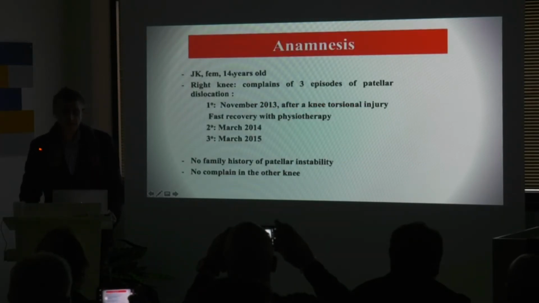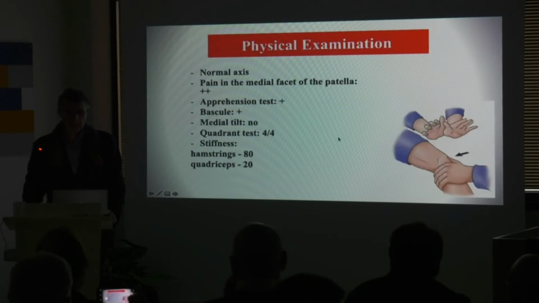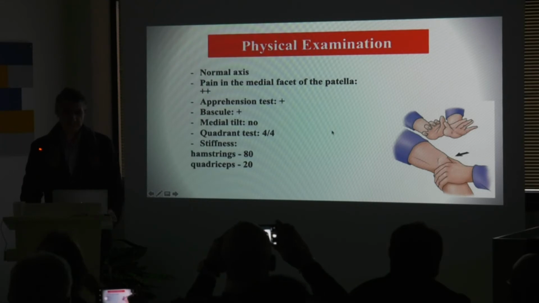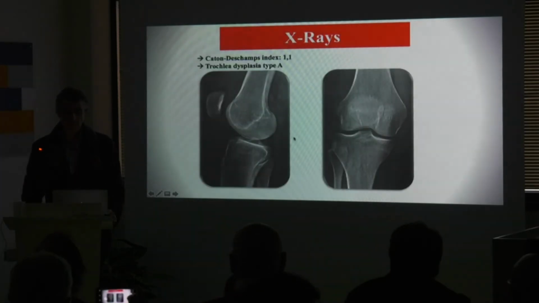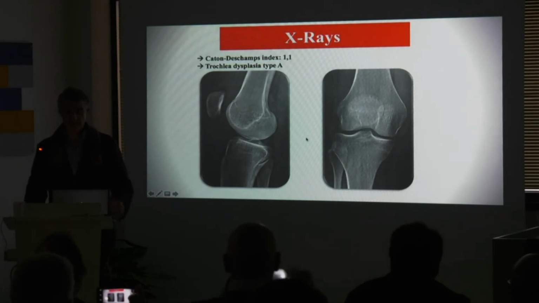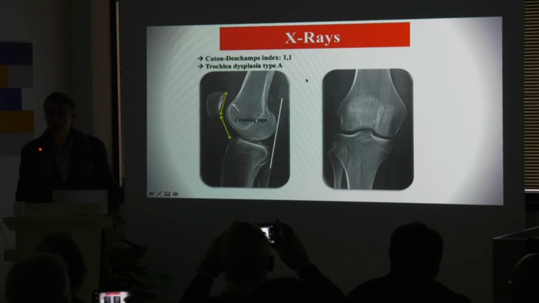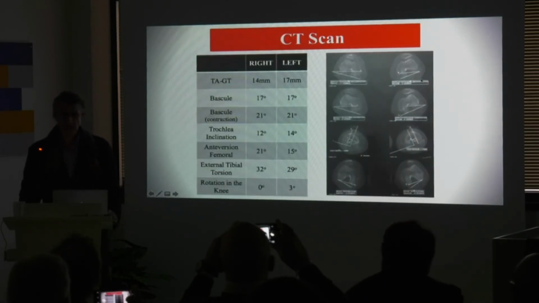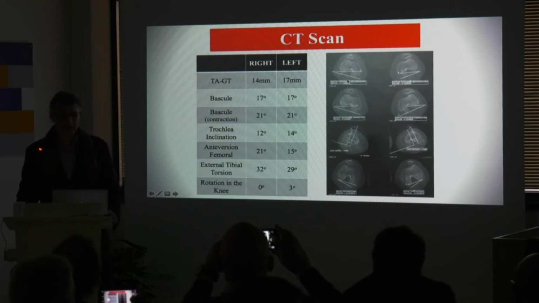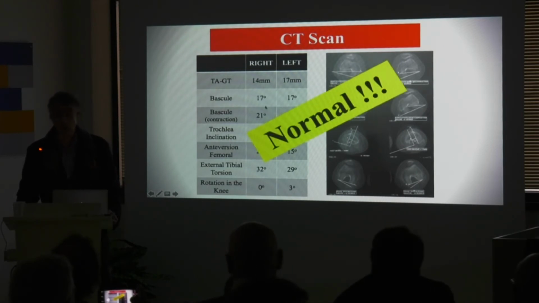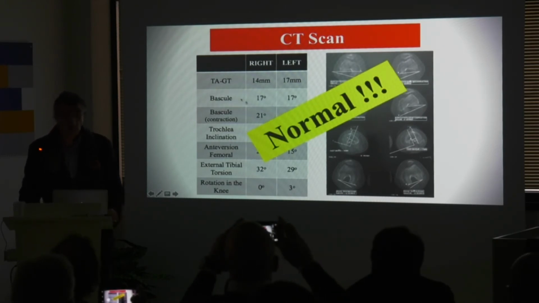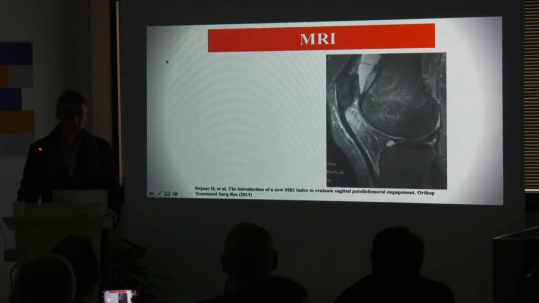It's interesting. 14 years old, 3 dislocations. The clinical exam: apprehension test, she has a little bit of tilt, quadrant test. Look at the x-rays. This is what you are looking for. Patella height, 1.1, so a little bit high. Trochlear dysplasia, only the crossing sign, so it's a type A trochlear dysplasia. If you look at the CT scan, you will see that all the values are normal. Okay, but she had 3 patellar dislocations.